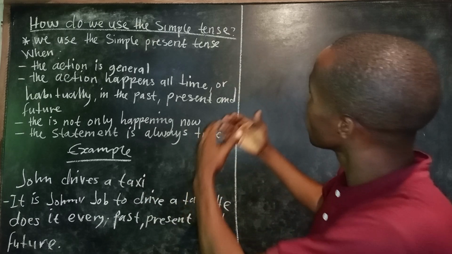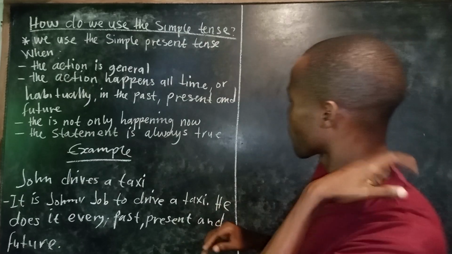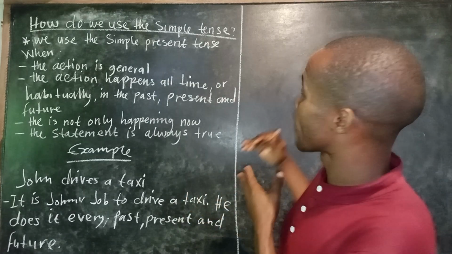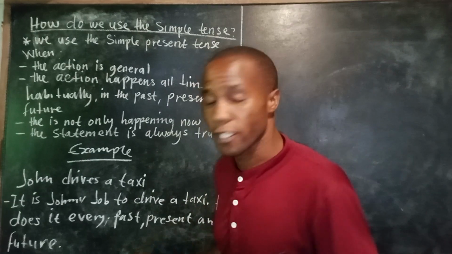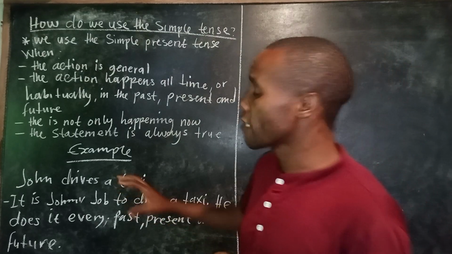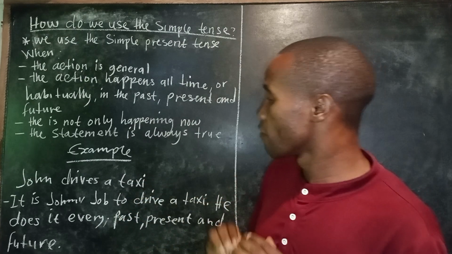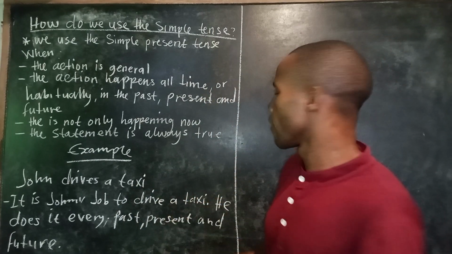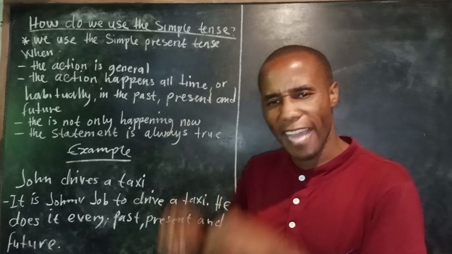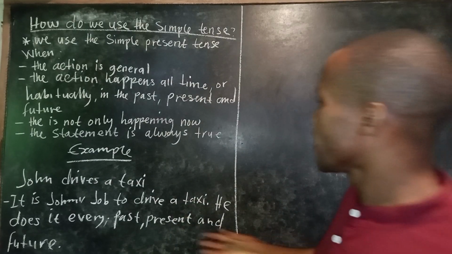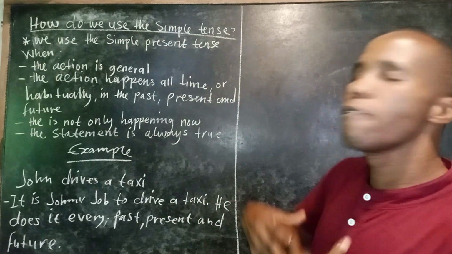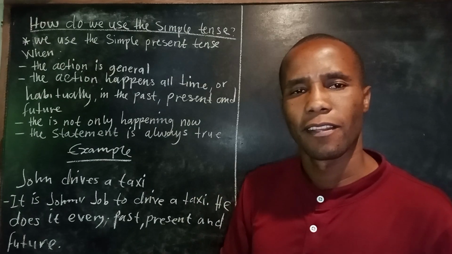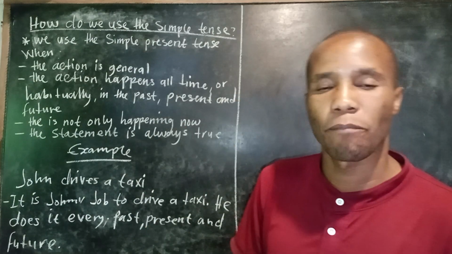Okay, so this is where now we use the auxiliary verb, the one that we looked at last time. This is where we are going to use it. Words like do; in this case, use does when you are talking about the third person singular. So this is job. John's job is driving a taxi. It means that is what he does every day. So he does it every time, every day, past, present, and future. So this is how you can use the present simple tense.